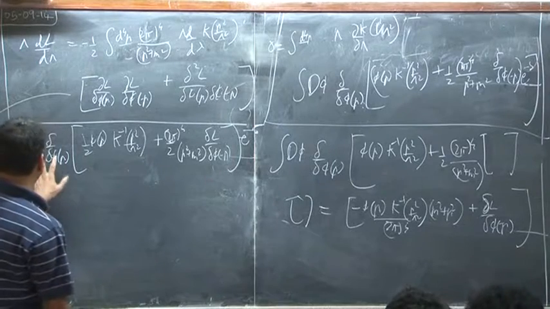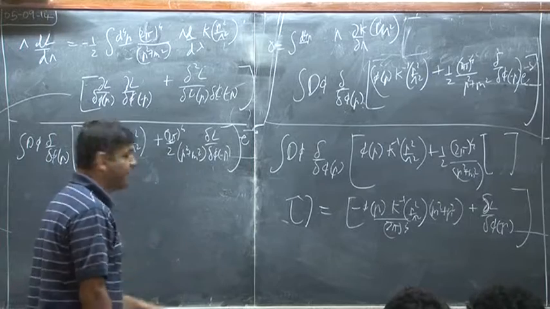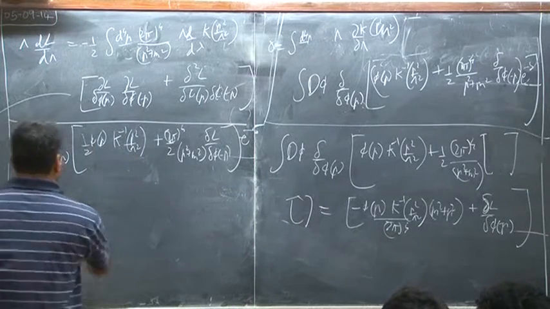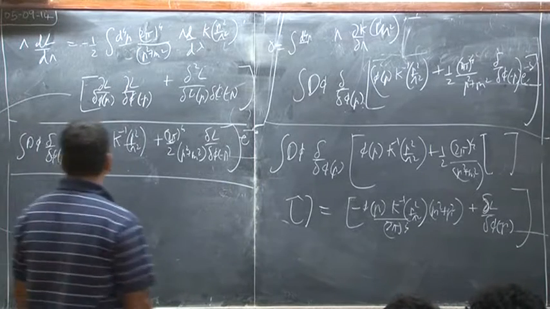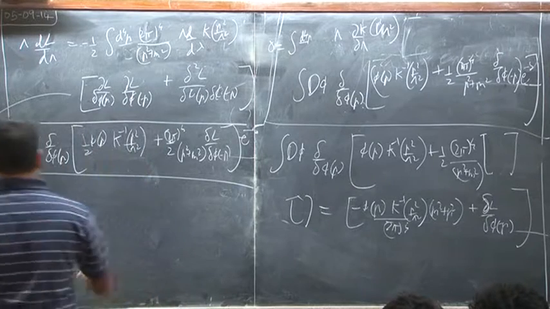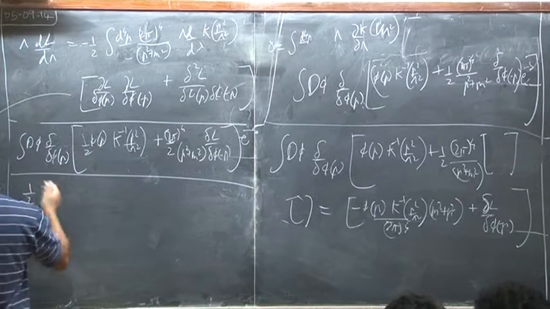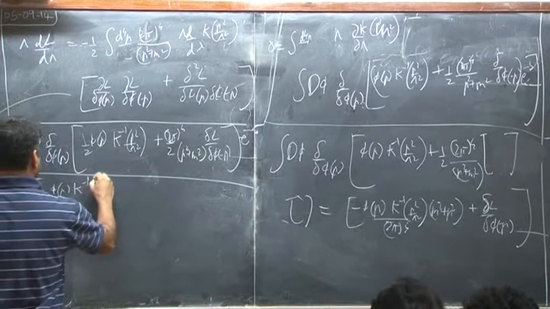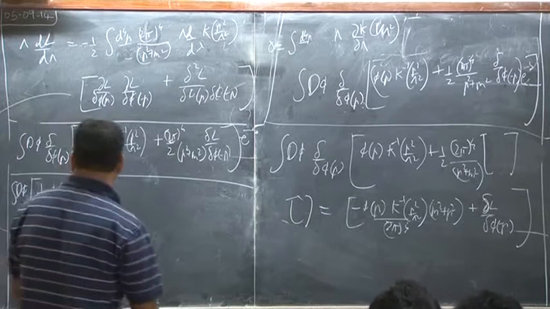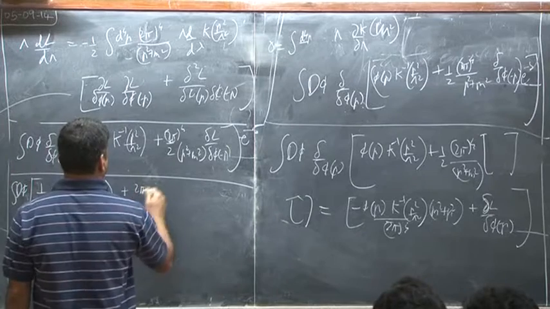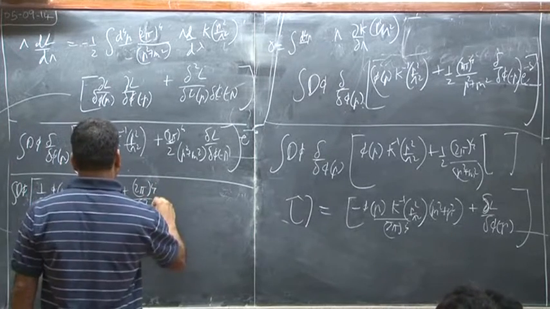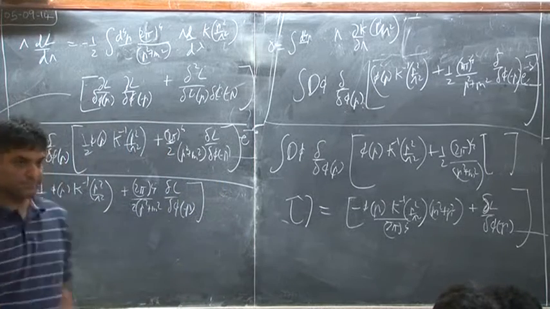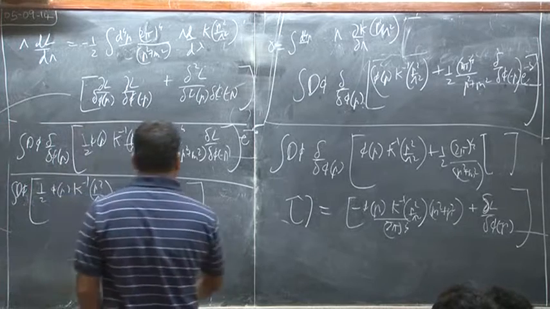Now, there are two other kinds of terms. There's a term where this d by d phi hits this L, or there's the term where the d by d phi hits the minus S. Let's look at each of these two terms. Let's first look at the term where the d by d phi hits the minus S. That term is just half the d phi, half phi of p, k inverse of p squared by lambda squared, plus 2 pi to the 4, p squared plus m squared, dL by d phi of p.